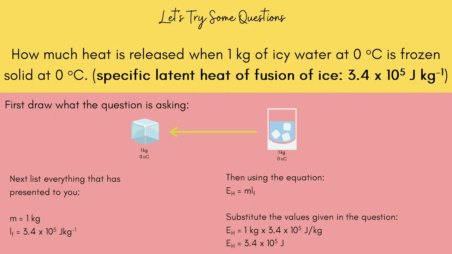Okay, so first of all, you're going to draw this out. Draw the scenario out. We always want to place the warmer situation on the right and the cooler situation on the left. That is why our arrow is going backwards, because we're going from warmer situation to cooler situation. Now you list all the variables that were given in the question. You have mass is equal to 1 kilogram and L_F is equal to 3.4 times 10 to the 5 joules per kilogram. Then using the equation E_H is equal to mL_F, you substitute and you get 3.4 times 10 to the 5 joules. Aw, that's such a lovely number. I hope you got that answer.